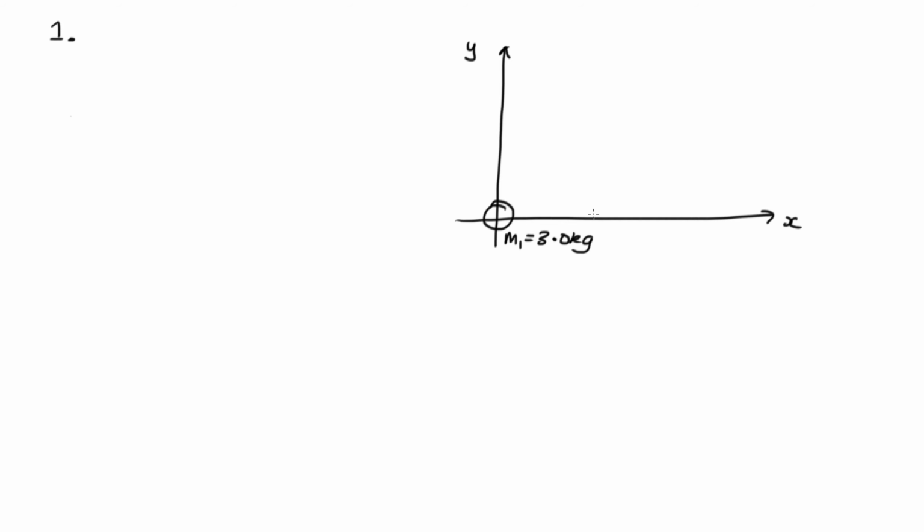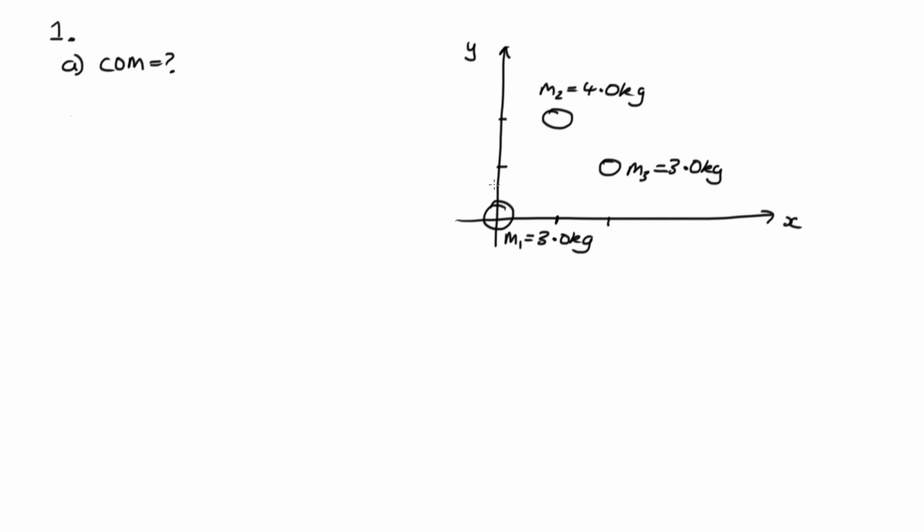Then we've got a particle mass 2 with a mass of 4 kilograms, which is at 1 and then 2, so it's up here. So this is M2, which is 4 kilograms, and then we've got a third particle, mass 3, which is at 2I and 1J, so it's here, mass 3, and this is equal to 3 kilograms. And in the first part, we're asked to find the center of mass.